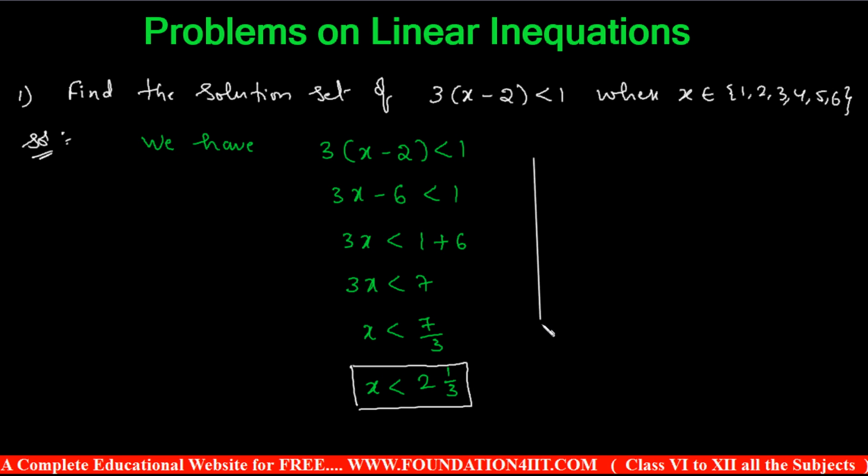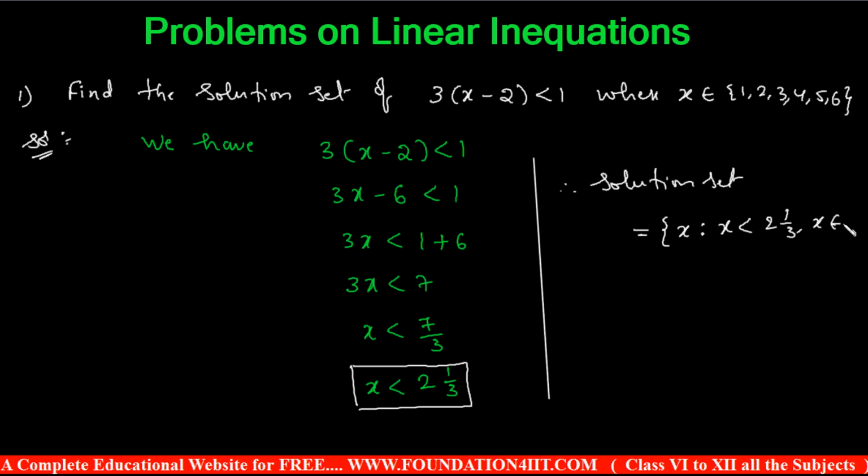Now if we can write in the form of set notation, so therefore the solution set is equal to x such that x is less than 2 1 by 3, right? Some x belongs to A, I'm taking some A. That A is these values. So 1, 2, 3, 4, 5, 6. I'm writing in the notation. That means the answers from 1, 2, 3, 4, 5, 6 which are less than 2 1 by 3. Less than 2 1 by 3 means 2 and 1 only, right? So just only 1 comma 2. So solution set is only 1 comma 2 from this.